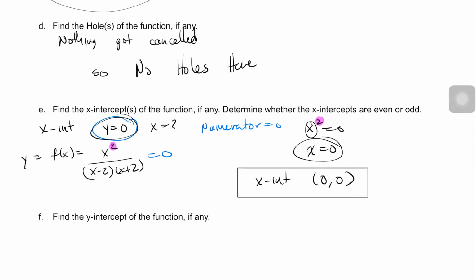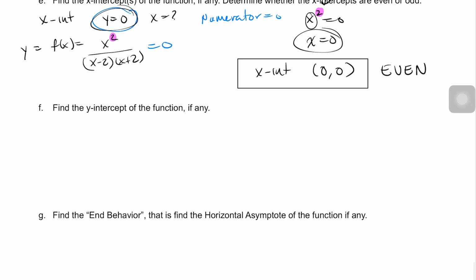Now, how do we determine whether this is even or odd? We look at the power of this 0, which happens to be 2. 2 is an even number, then that means this is even. Now, if this power would have been 3, then 3 is an odd number, and so this 0 would have been an odd x-intercept.